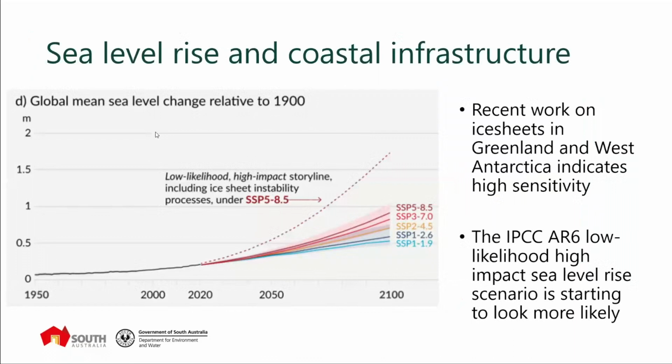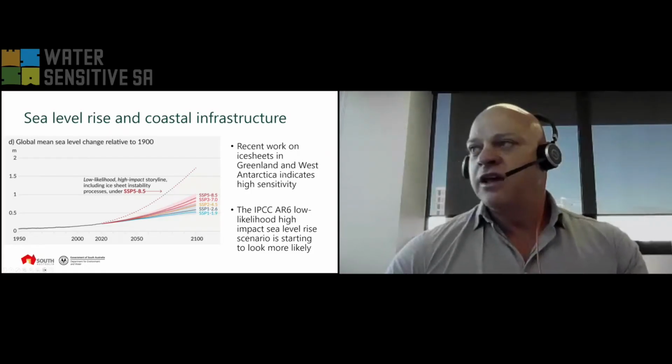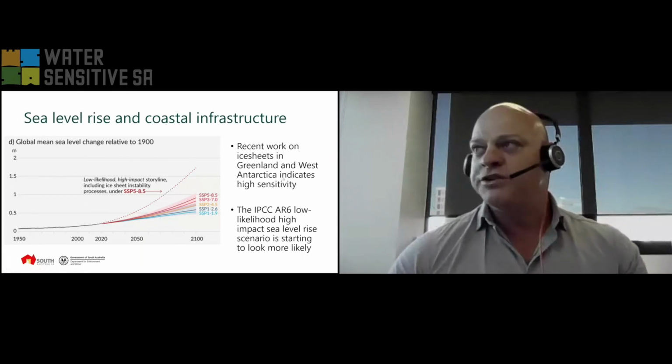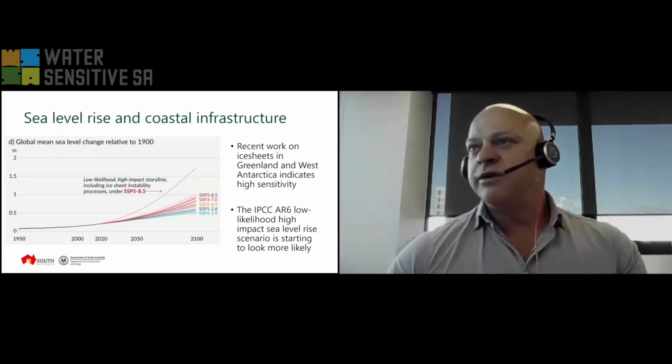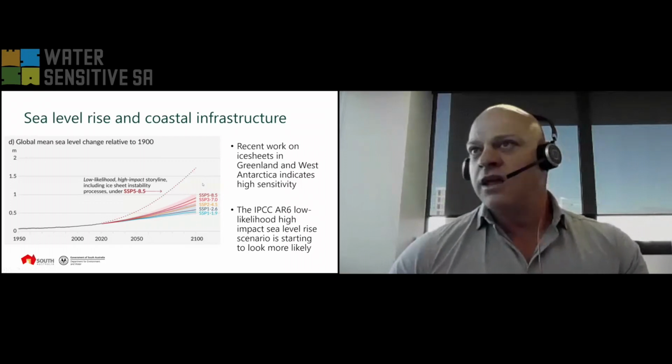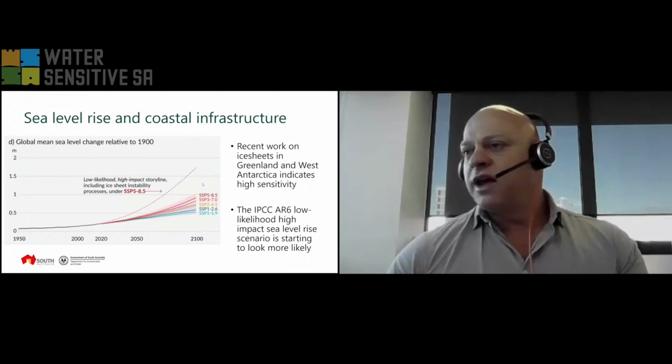And I'll just mention sea level rise. Because there's lots of work in the last couple of decades on climate change tipping points, and work on ice sheets in Greenland and West Antarctica, indicating there's really high sensitivity there, higher than anticipated, more water going into the oceans from ice sheets, from Greenland, for instance. And so this IPCC low likelihood high impact storyline, which ramps up sea level rise more significantly than we've been anticipating for a while, is starting to look a little bit more likely, which has got implications for coastal infrastructure and planning of that over the next sort of 150 years.